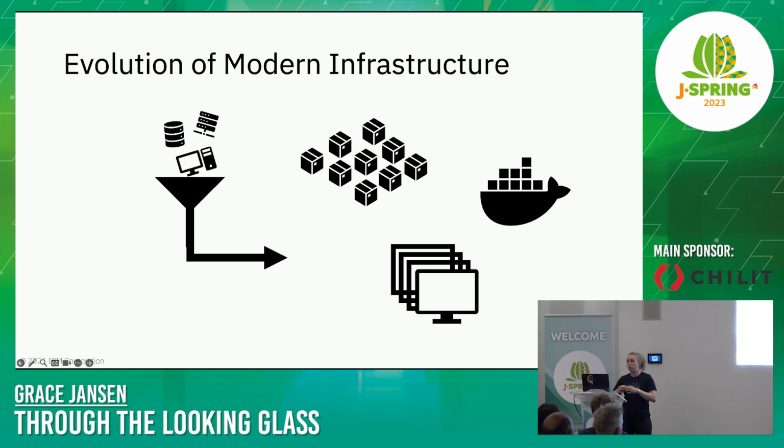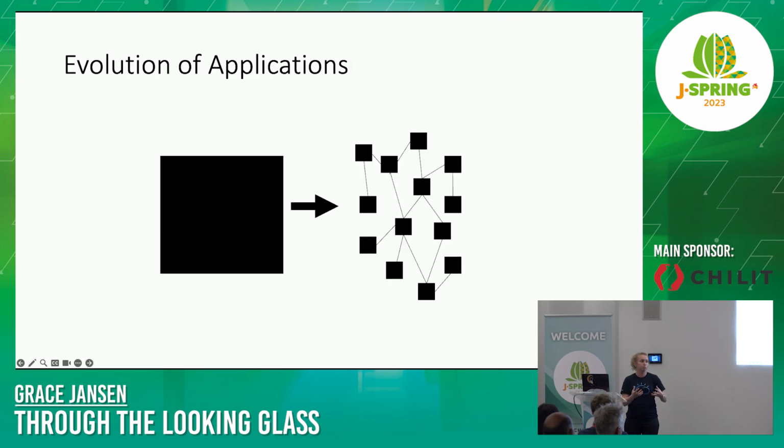So we've moved from where we used to have, for example, single cores. We're now using multi-threading, multiple cores. We've got containerization, virtualization in our underlying infrastructure. And our applications have moved from larger monolithic applications into these distributed microservice-based applications. And with that adds complexity.